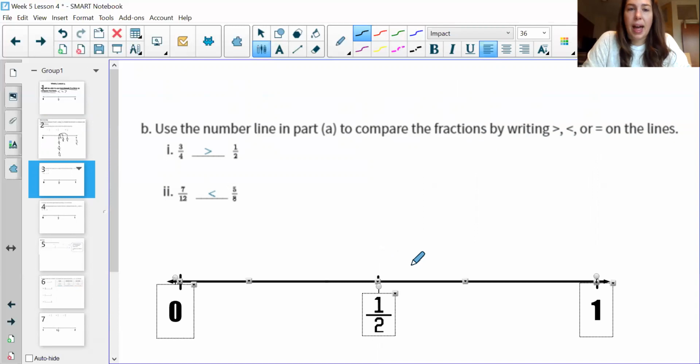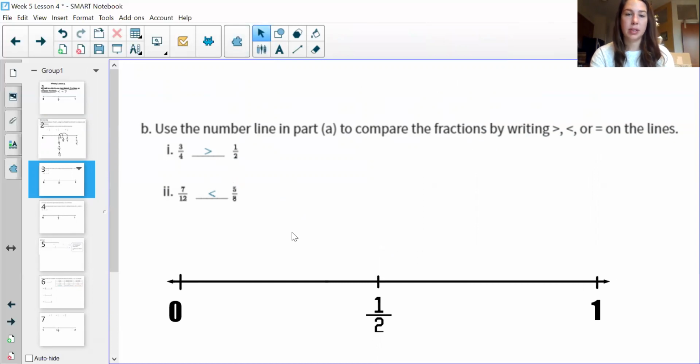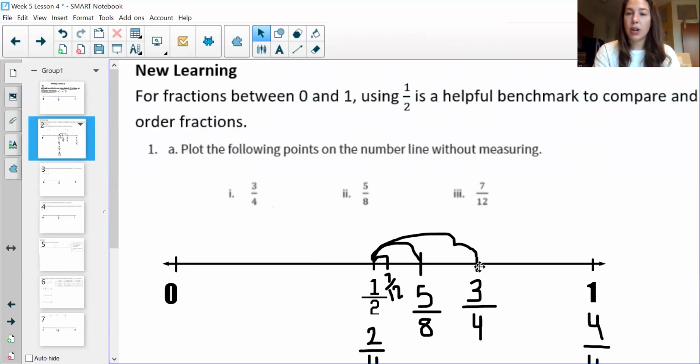Says use the number line in part A to compare the fractions by writing greater than, less than, or equal to on the lines. So they gave us the answers, but I'm going to work on explaining how they came up with those answers, because it doesn't matter if you have the answer, you have to know how to get the answer. So we're comparing 3/4 and 1/2, and we actually did that in part A. So let's take a look again. So 3/4 is greater than 1/2, and I knew that because 1/2 is equal to 2/4.